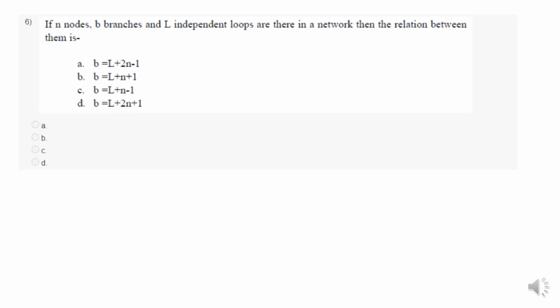Next, if N nodes, B branches and L independent loops are there in a network, the relation between them is equal to what? First, alphabetic order, you have to remember like this. B will come first, L next, N next to L. So B is equal to L plus N minus 1. In this way, you have to remember.